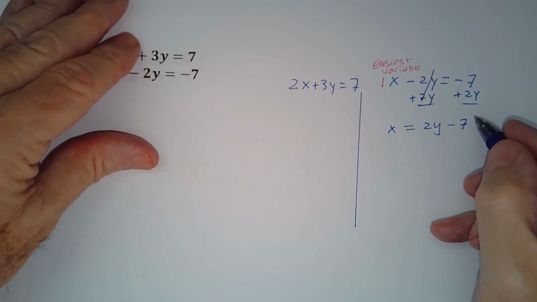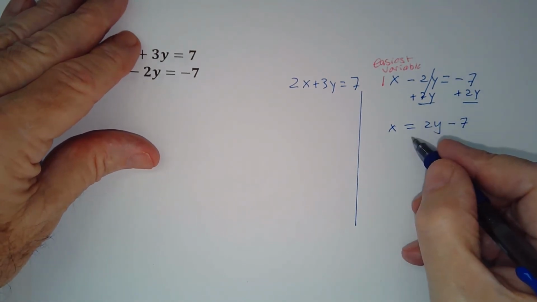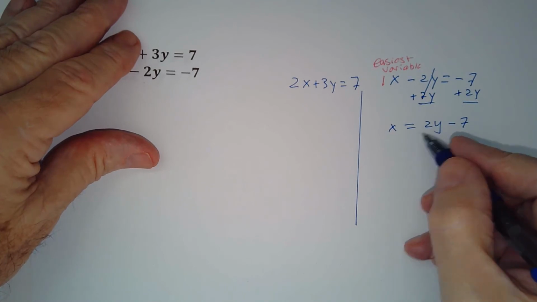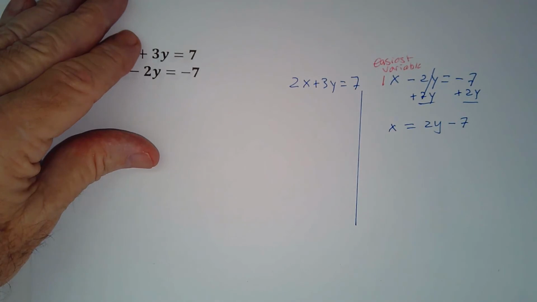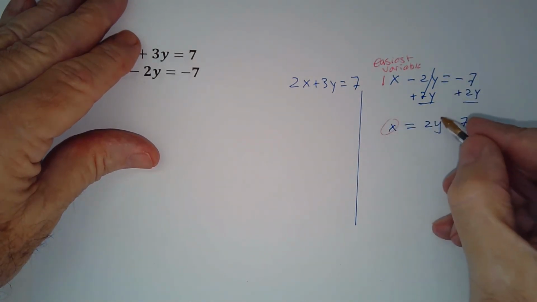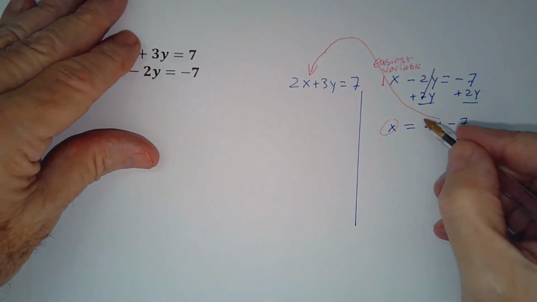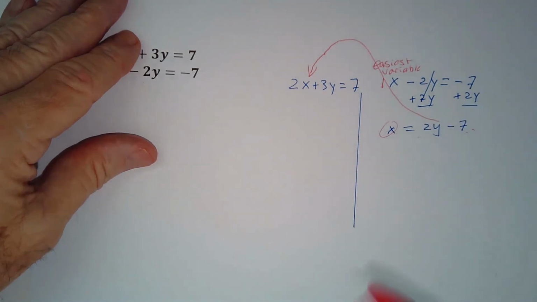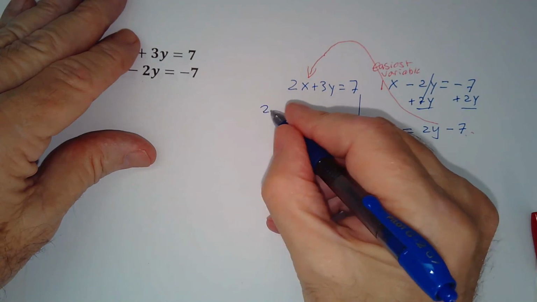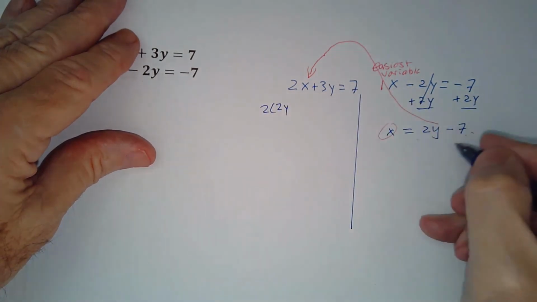All right. So now that I've got that, I've isolated the x. I'm going to plug that in up here. Since this is x, I'm going to plug it in up here, replacing the x with what's here in this expression. Okay? So I'm going to write this out. 2 times, and now I've got 2y minus 7.